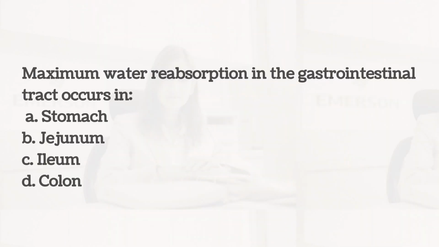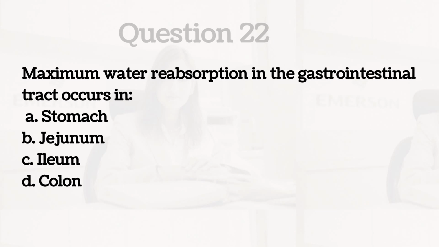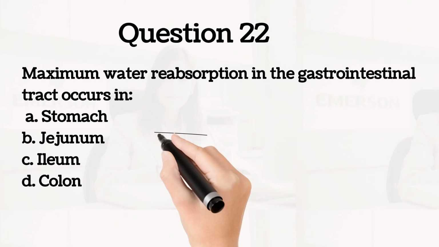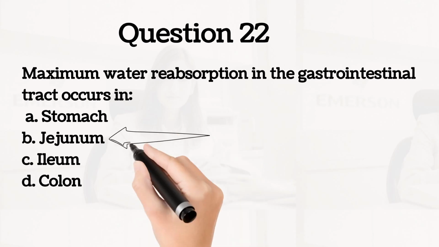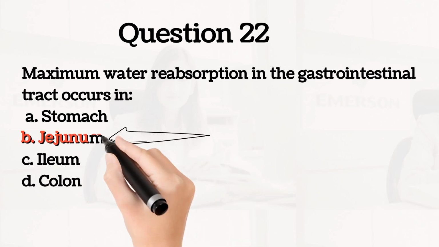So for question 22, we have maximum water reabsorption in the gastrointestinal tract occurs in A. Stomach, B. Jejunum, C. Ileum, D. Colon. So here comes the answer for this question. The answer is jejunum. That's where maximum water reabsorption occurs in the GI.